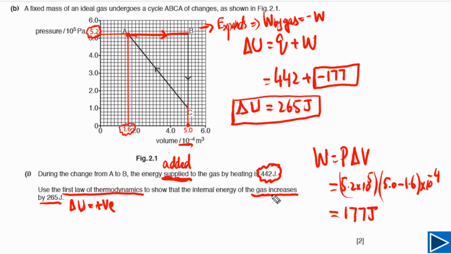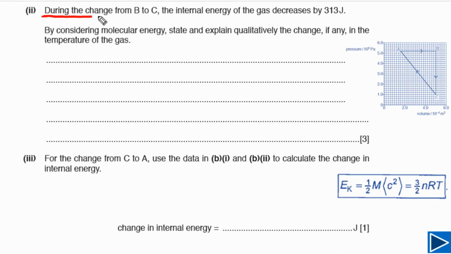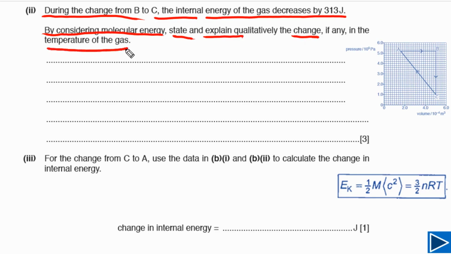We need to show that the increase in internal energy is 265 joules. For this part, it is given to us that during the change from B to C, internal energy of the gas decreases by this amount. We need to consider energy of molecules, and we need to state and explain the change, if any, in the temperature of the gas. So the first thing we need to understand is that we are talking about ideal gas, and for ideal gases, potential energy of molecules is equal to 0. So this is the first point we need to understand.